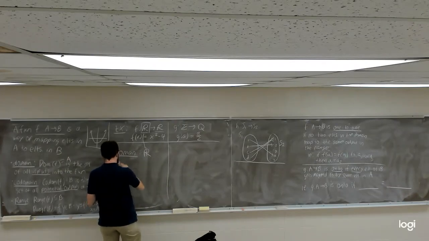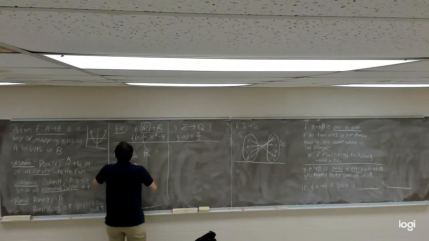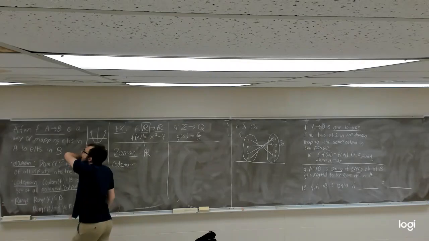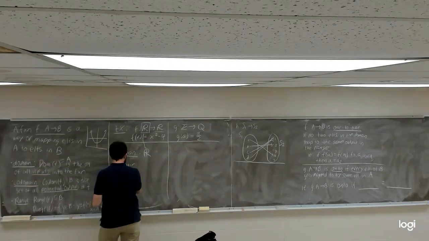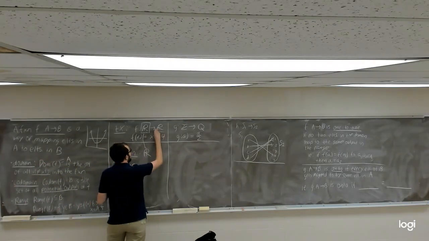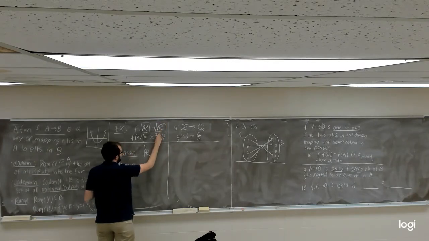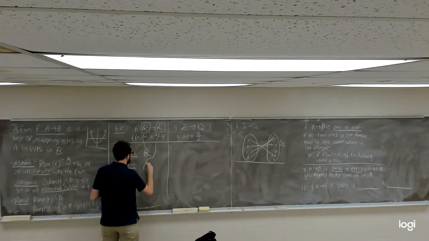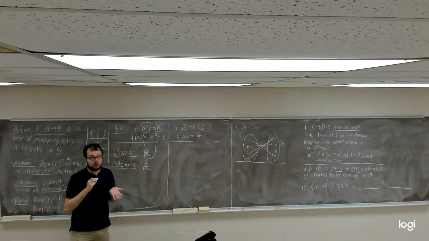And similarly, the codomain is always just going to be what comes after the arrow. So in this case, this R will come down and be what we refer to as the codomain of the function.